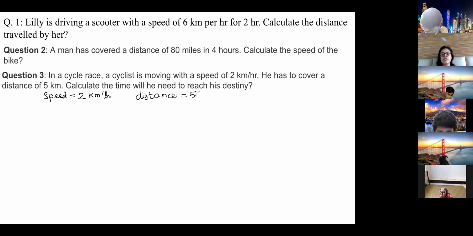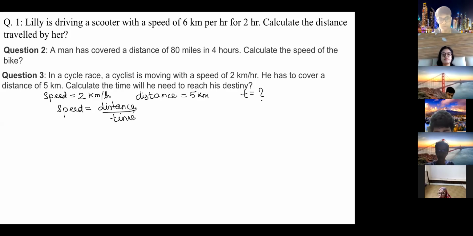See, why I'm doing the questions in class is so that you do this in the same way. Don't go for shortcuts, okay? Time they have asked. Using the formula, speed is equal to distance upon time. So 5. Answer, okay.